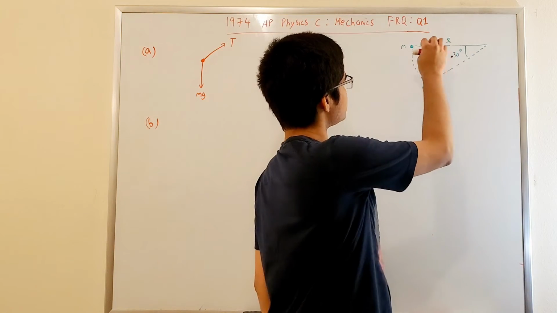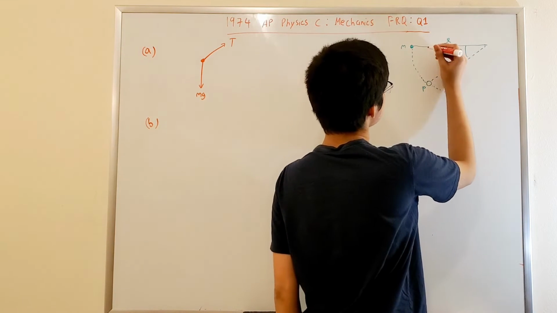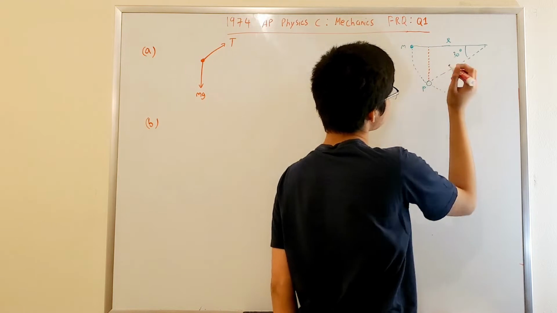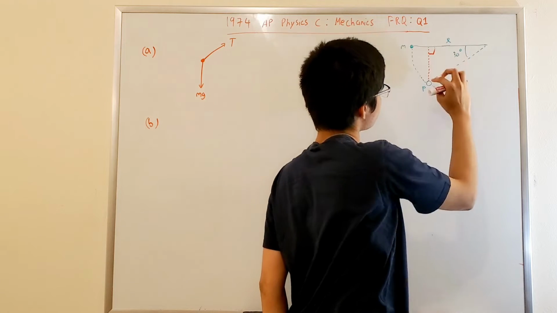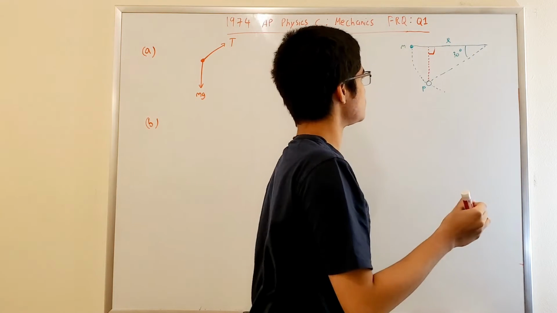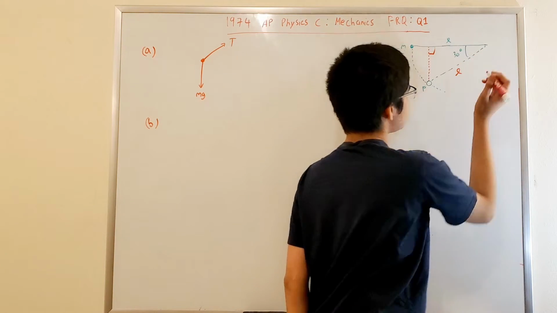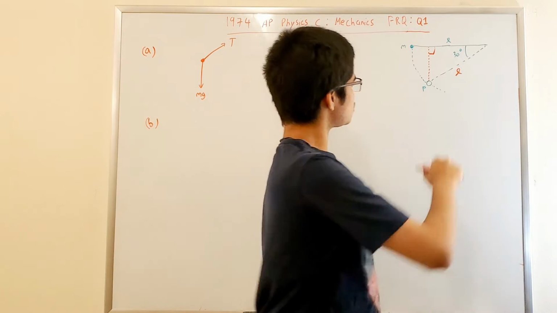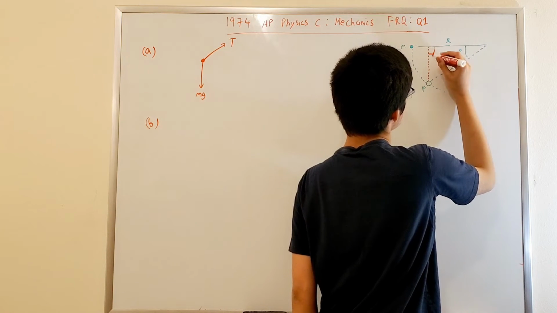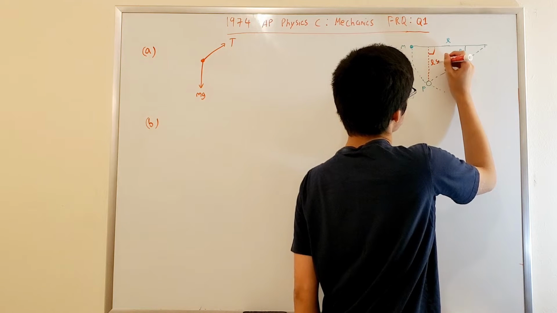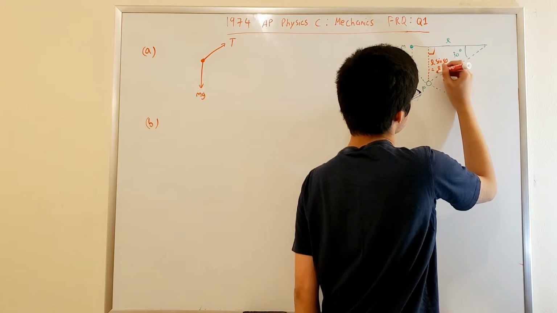Let us try to find the vertical height through which the mass has dropped. We can draw a line like this, and we can see that the triangle we formed over here is a right angle triangle, and the hypotenuse of this triangle is going to have a length of L. Using trigonometry, we see that our vertical height is going to be equal to L sine 30, which is going to be equal to L over 2.